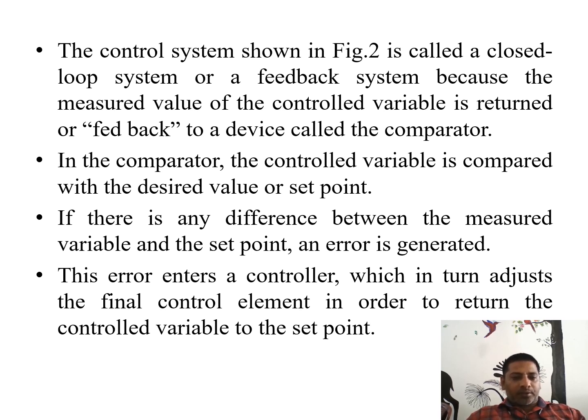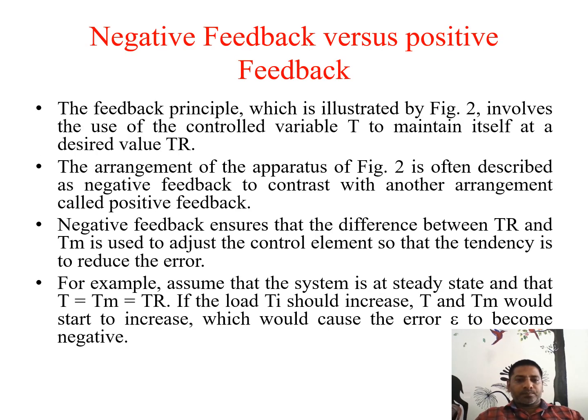That set point. If there is any difference between the measured value and the set point, an error is generated. This error enters a controller, which in turn adjusts the final control element in order to return the control variable to the set point. From among Figures 1 and 2, there are negative feedback versus positive feedback systems.